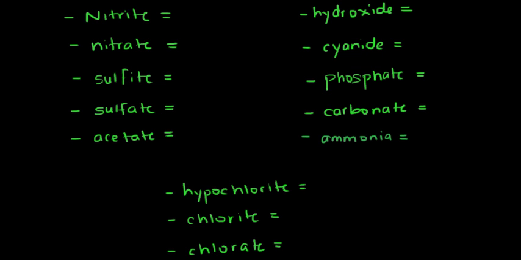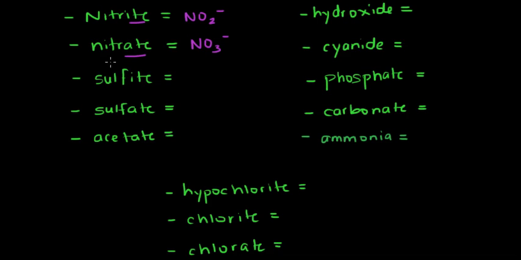So, let's go through them one by one. Nitrite, NO2 minus. Nitrate, NO3 minus. And here we see a little pattern. Nitrite and nitrate, they look pretty similar, they sound pretty similar, with the exception of these endings, ite and ate. And I can tell you that ite is always going to have fewer oxygens than ate.